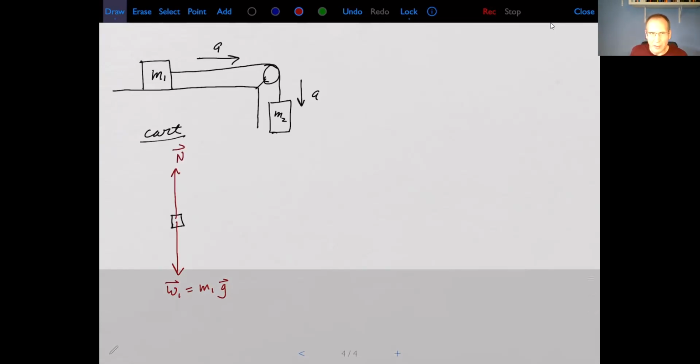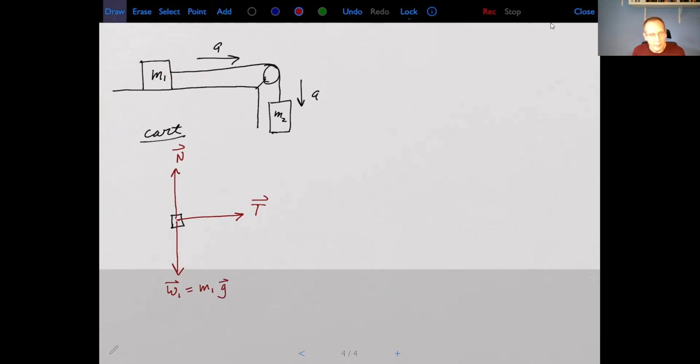We're ignoring friction, right? Normally we'd have a force that points to the left, but we're ignoring friction, so we don't need that. But there's one other force. The string is also connected to the cart, right? So the string must be exerting a force on the cart. So we call that a tension, right? Tension in the string. So that's to the right. That's T.